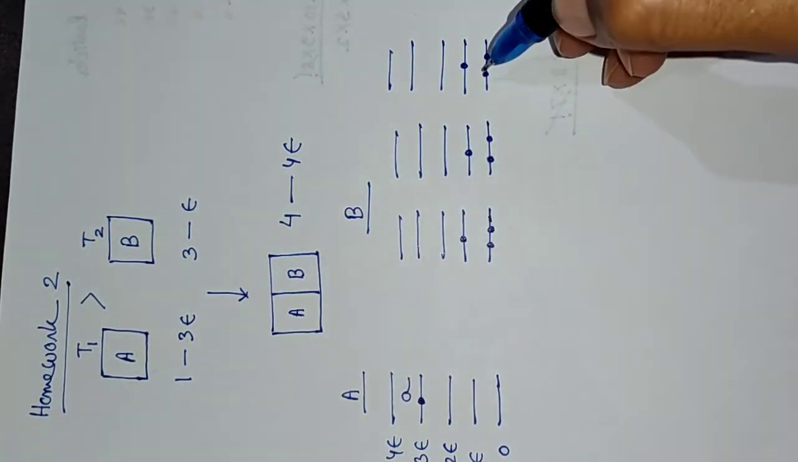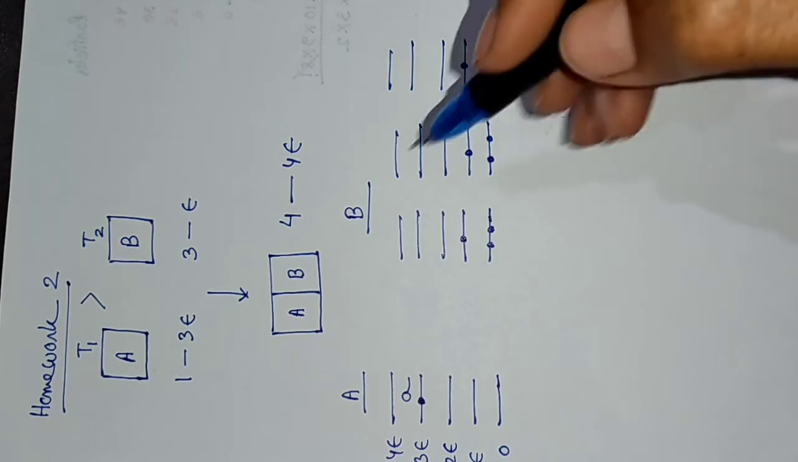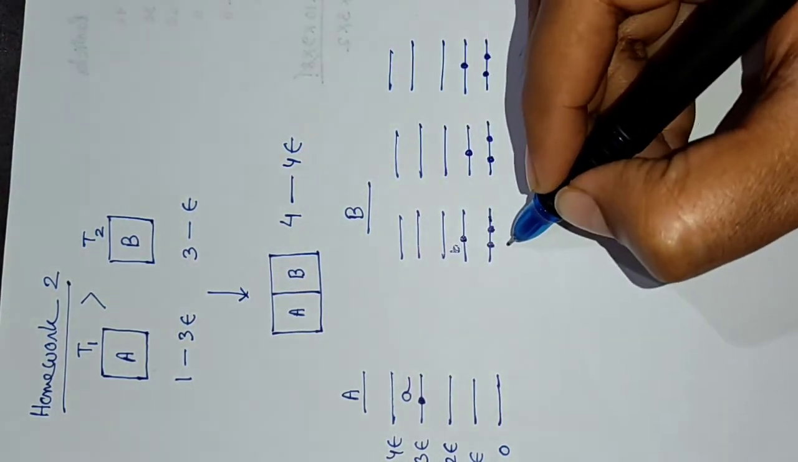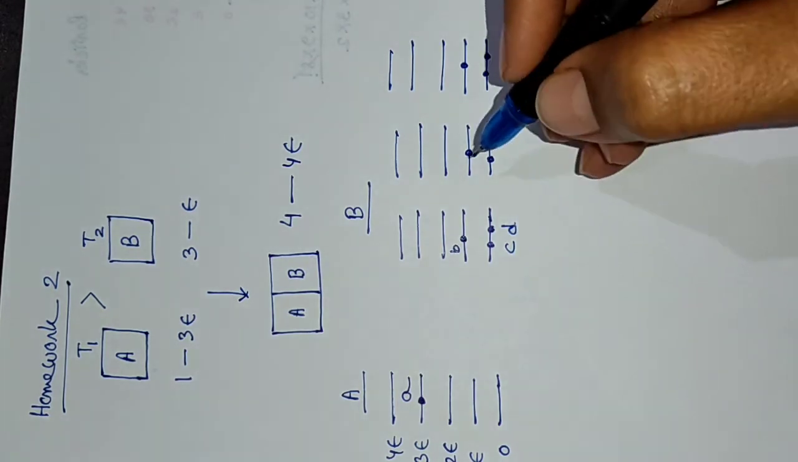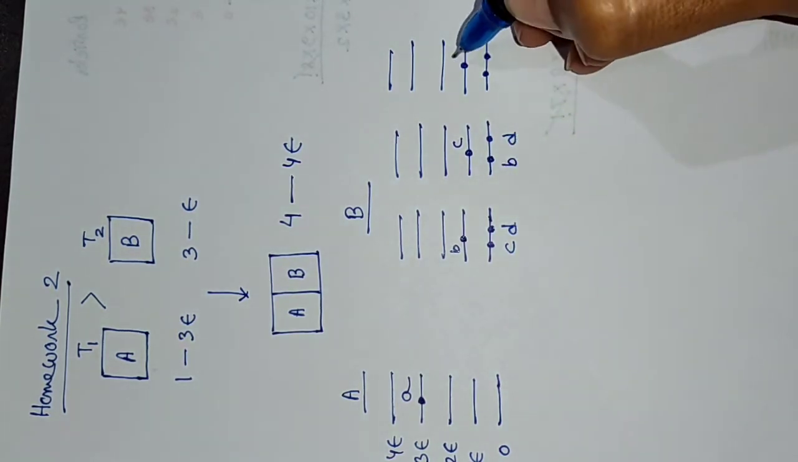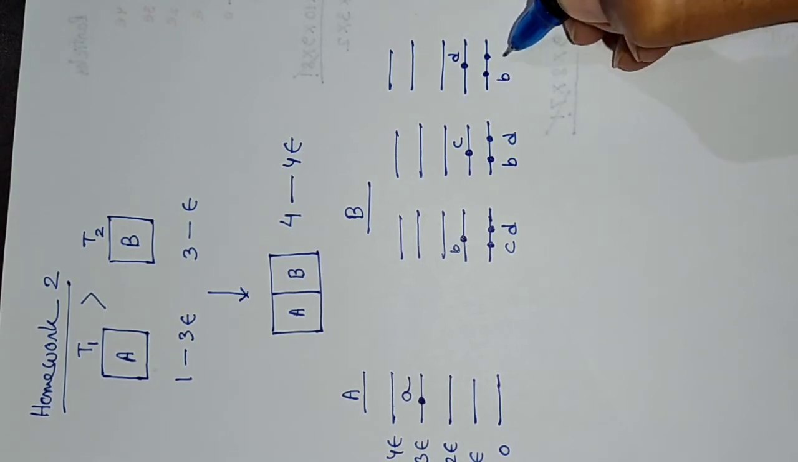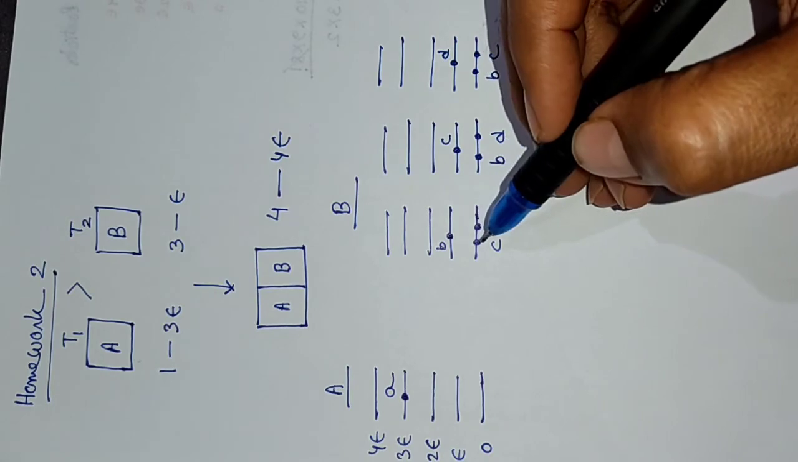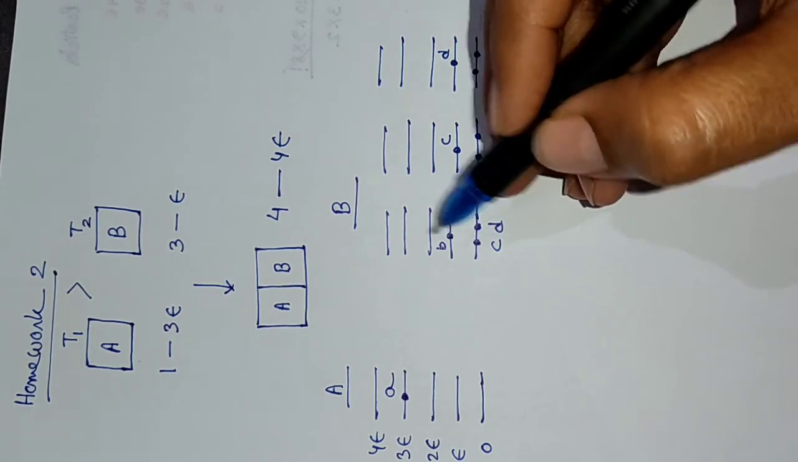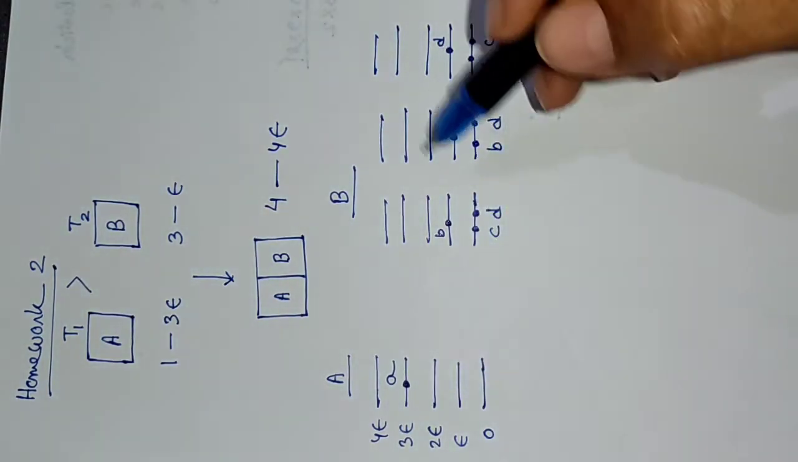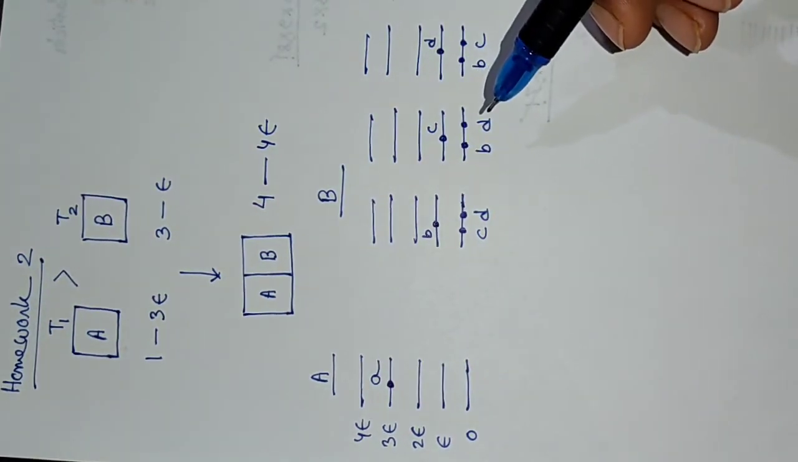3 possible arrangements can be obtained for this system. We have B here and C and D here. We have C here, B and D here, and D here, and B and C in the ground state, so that the energy will be 1 plus 0, so it will be epsilon. So it has 1 possible arrangement and it has 3 possible arrangements.